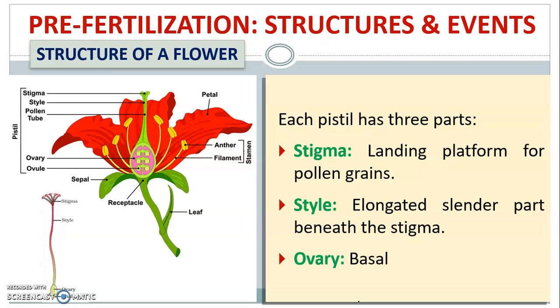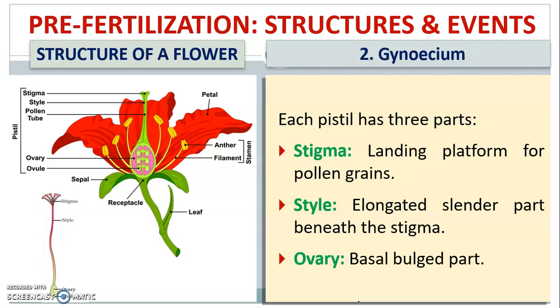Each pistil has three different parts. These parts are stigma, style, and ovary. So in this slide you can see, this is the stigma part. This is a long tube, the style part, and at the base it is the ovary. Stigma acts as a landing platform for the pollen grain. It means it is the receptor site where the pollen grain attaches on this stigma part.